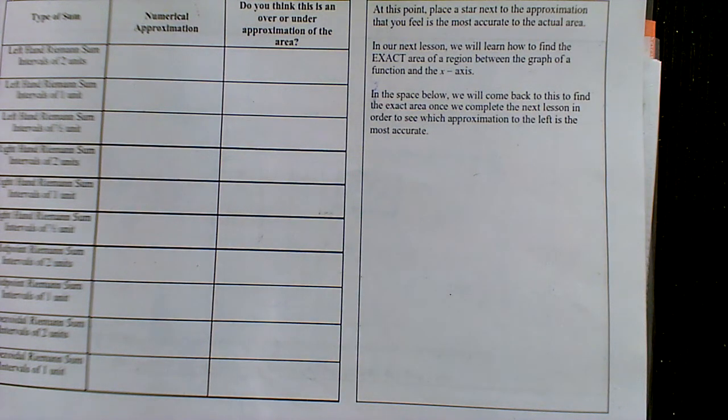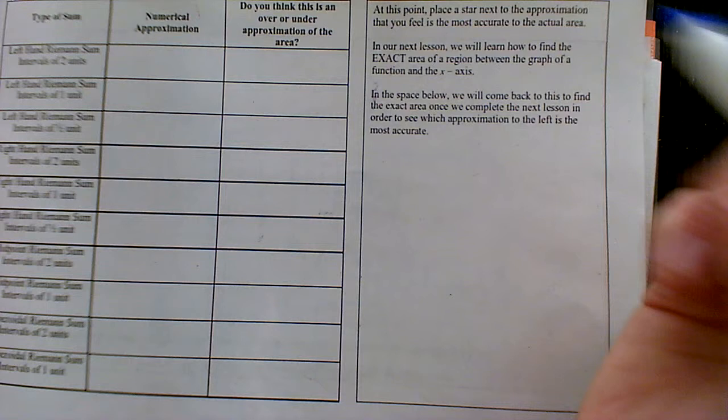We're going to try to find the exact area under the curve, okay? I think you put a star somewhere, what you thought was the closest one. We're going to now find the area exactly because we now know the fundamental theorem of calculus, how to do it by hand using the antiderivative.